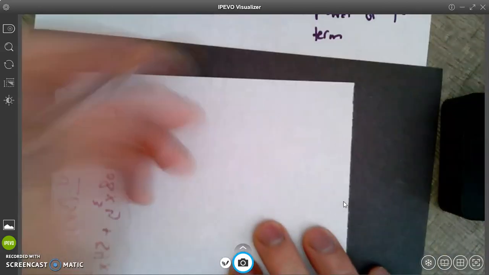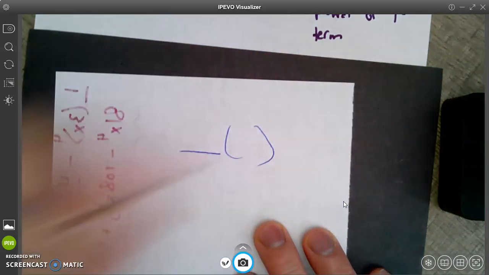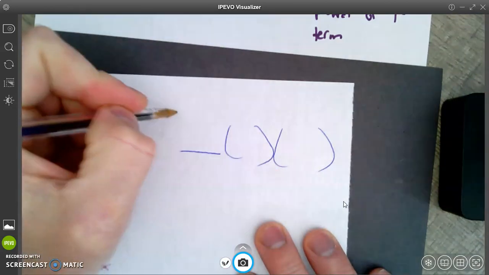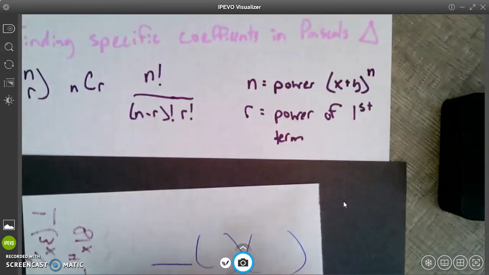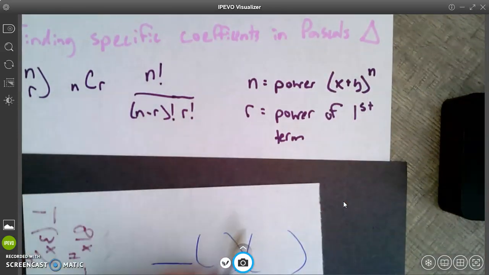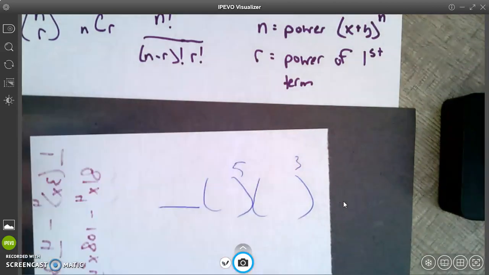we're finding specific terms, it's always some coefficient. It's going to be the first term to some power. Then it's going to be the second term to some power. Okay? And n is going to be the power in our little formula here. N is the power that I'm trying to find of the whole thing. And then whatever these powers are, maybe this is a 5 and this is a 3.